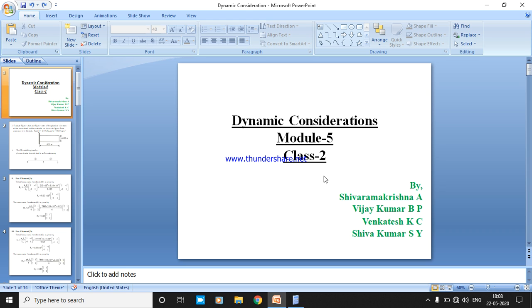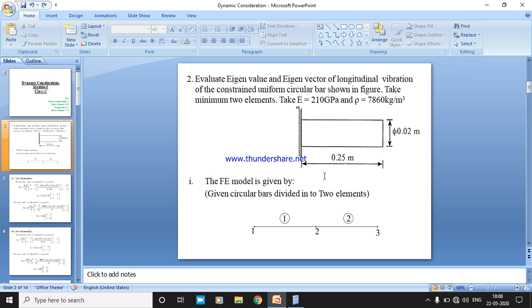Okay, so in the last class I have discussed about the bar, stepped bar, where two stepped bars are there. So using consistent mass matrix and stiffness of the bar. So using stiffness of the bar we have solved the problem. So today again we are going to solve the same bar, so with a single bar. So let's start with the problem here.